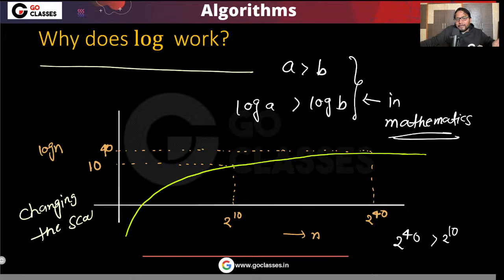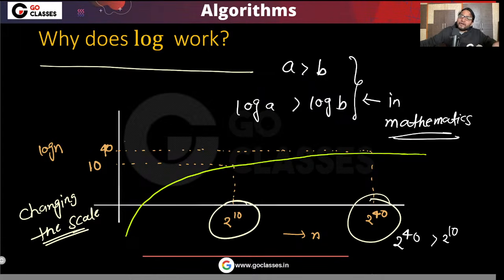So earlier I was comparing between 2 power 10 and 2 power 40. Now I'm comparing 10 and 40. After taking the log, I got to know that, in between these two, this is greater. Now, obviously, before taking the log also, it must be greater, isn't it? See, log is even suppressing the value.